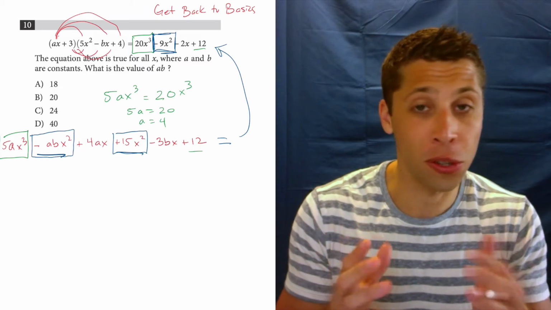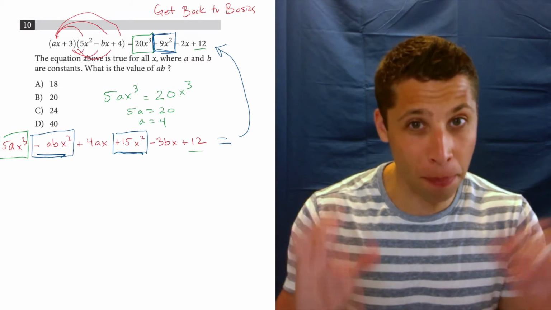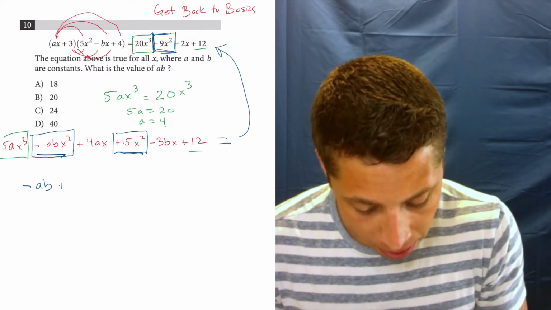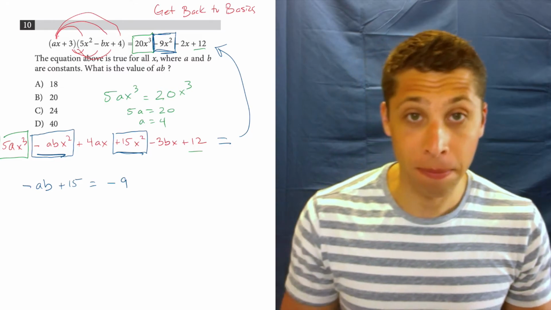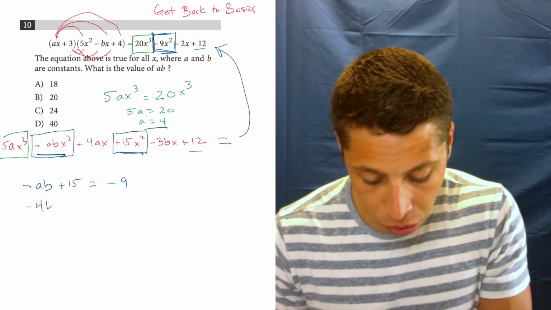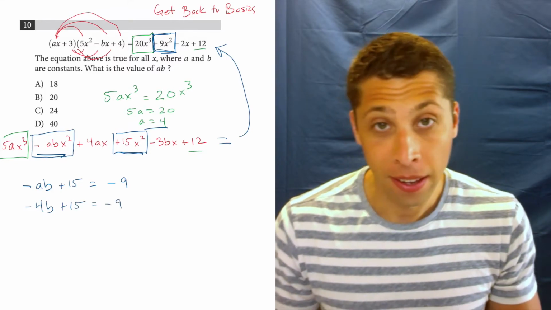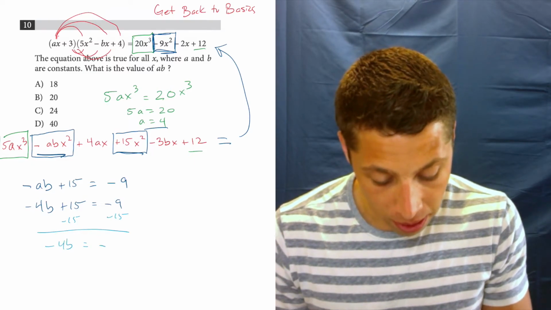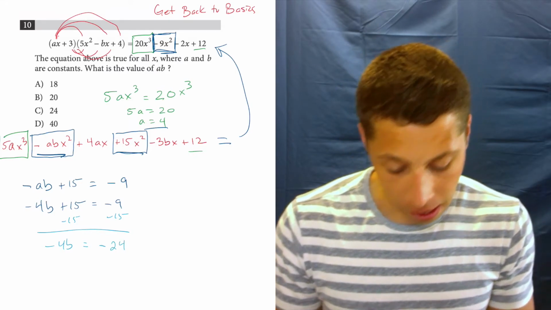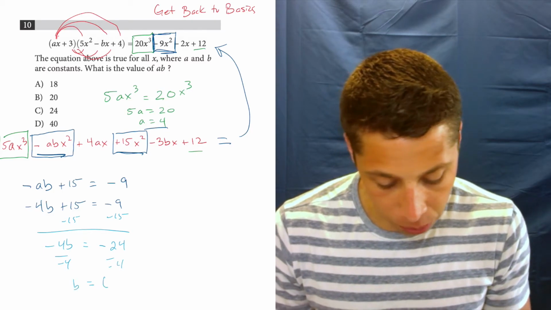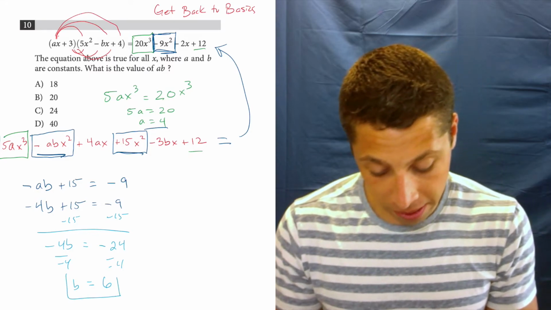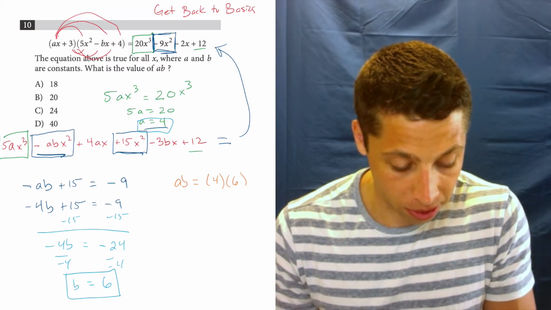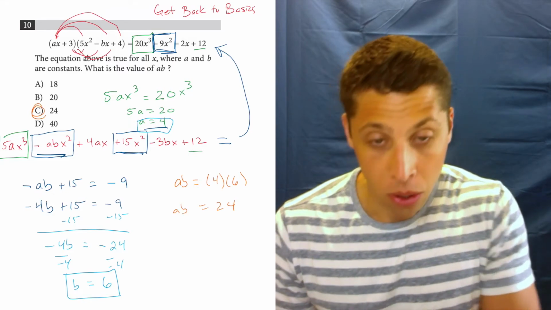They're supposed to condense into 1, but because of the b now, we can't condense them. So let me drop the x squareds. Let's focus just on the numbers, the coefficients. So negative ab plus 15 must be negative 9. And I just found that a is 4, so I can make that substitution. And now we just solve by subtracting 15. Negative 4b is equal to negative 24, and divide by negative 4, and we get b is equal to 6. Okay, so if b is 6, a is 4, they want the value of ab. That's going to be 4 times 6, which is 24, which is the answer.